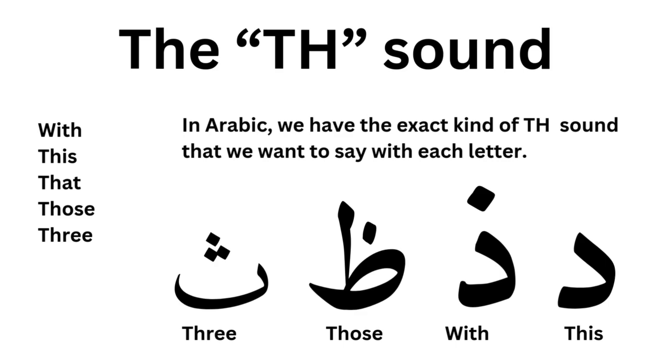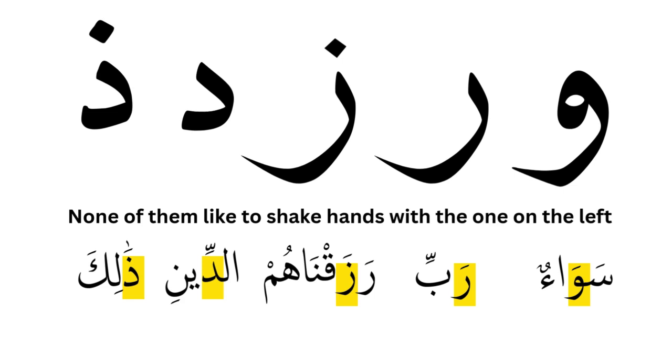So some of the letters we have learned so far are wow, ra, za, dal, and dal. And none of them connect with the letter towards their left. So wow, ra, za, dal, and dal. None of them will connect to the letters on the left.